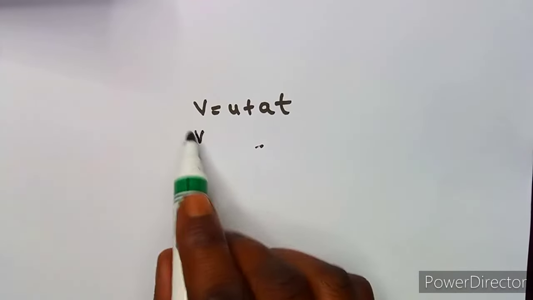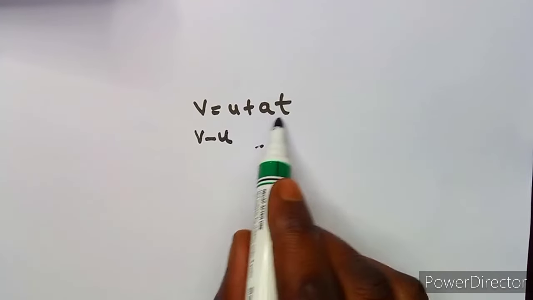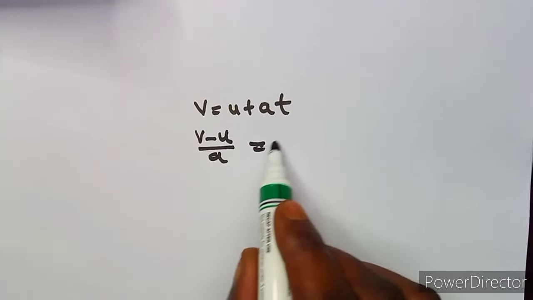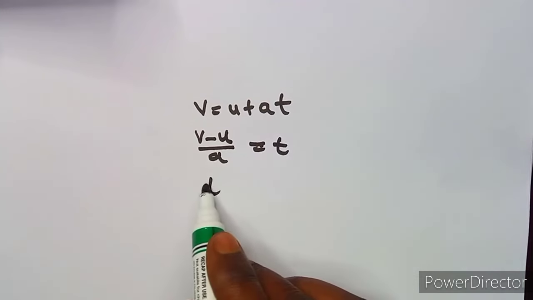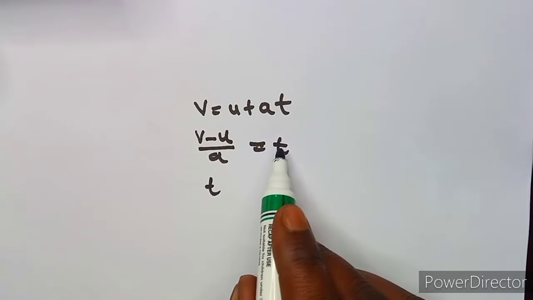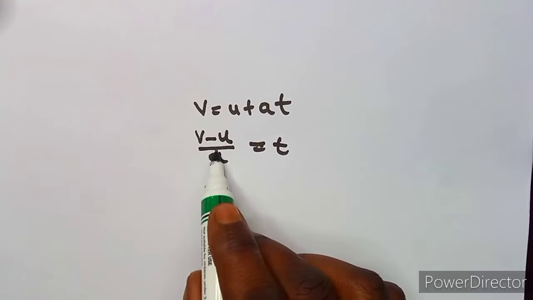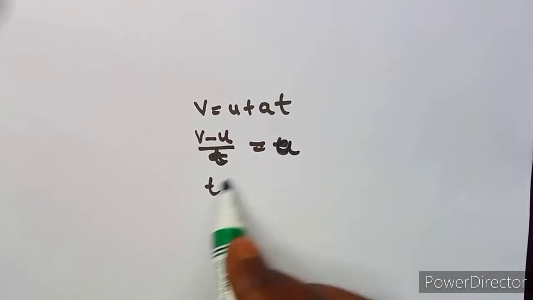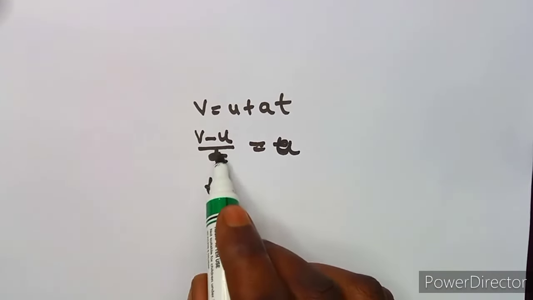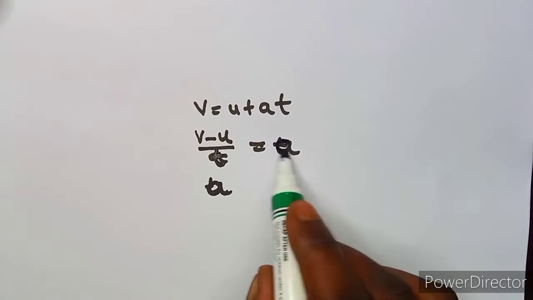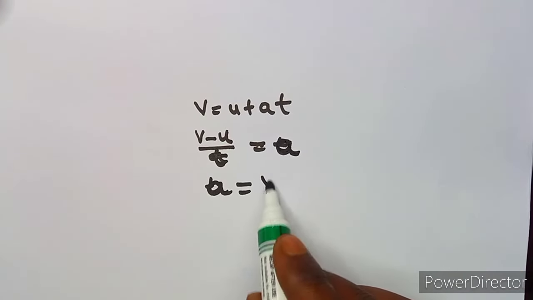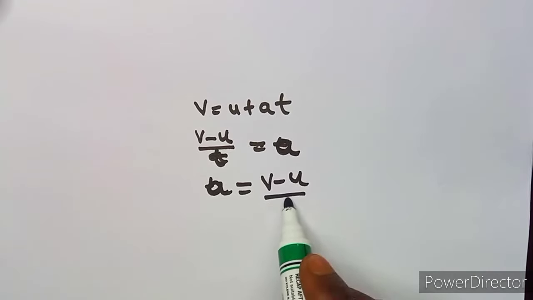v minus u, then you divide by a, which is equal to t. That is going to be the time. We need a, not t. So this is going to be t, and this is your a. Take note, guys, we need to find the a, so you're going to make a the subject. That is going to be v minus u over t.